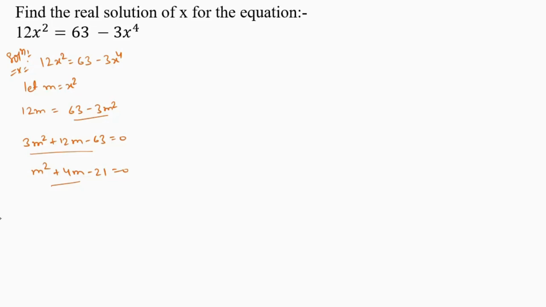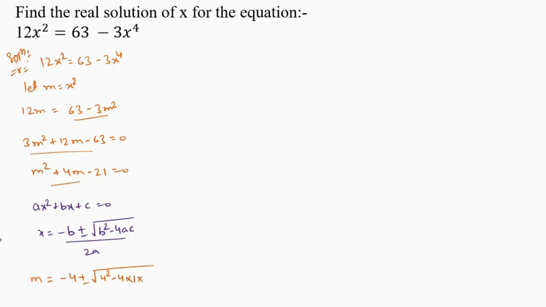states that if an equation is written in the form ax squared plus bx plus c equals 0, then we can find the value of x by x equals minus b plus minus under root b squared minus 4ac divided by 2a. So applying this formula over here, we get m equals minus 4 plus minus under root 4 squared minus 4 times 1 times minus 21 divided by 2 times 1.